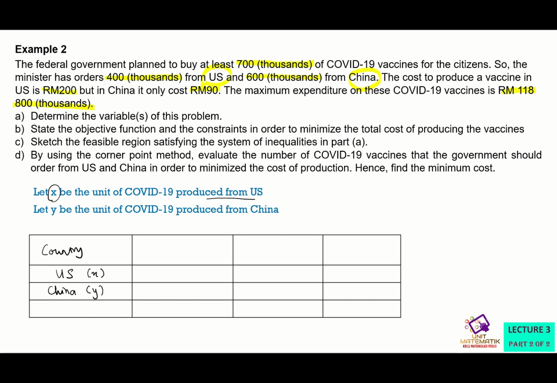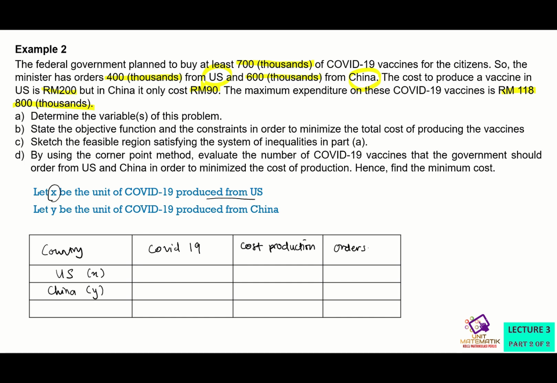It is different from example 1. In example 1, our X and Y were in the column. For example 2, our X and Y are in the row. So please be careful. Then the second column we will write as COVID-19, the third column we write as cost of production, and then the fourth column, orders.